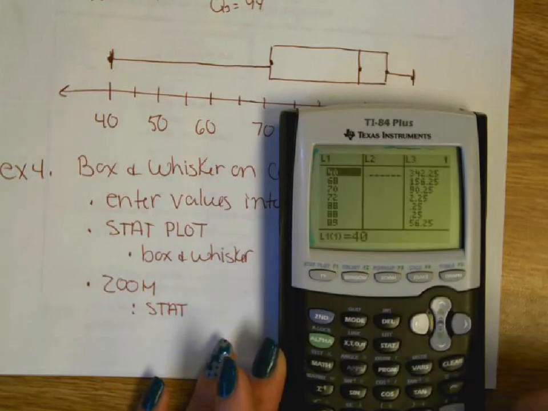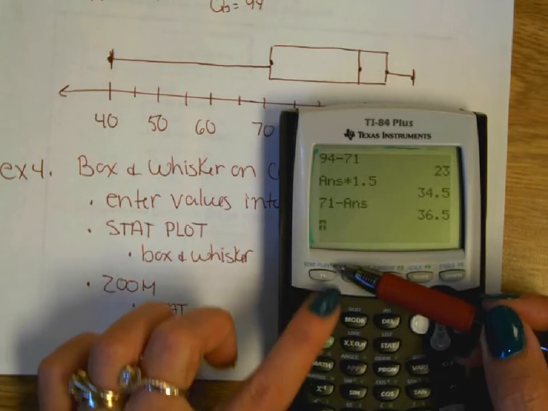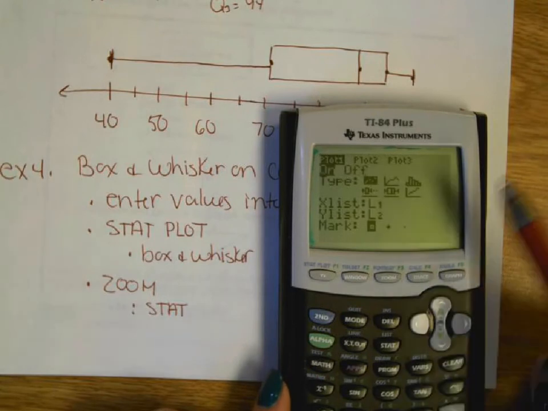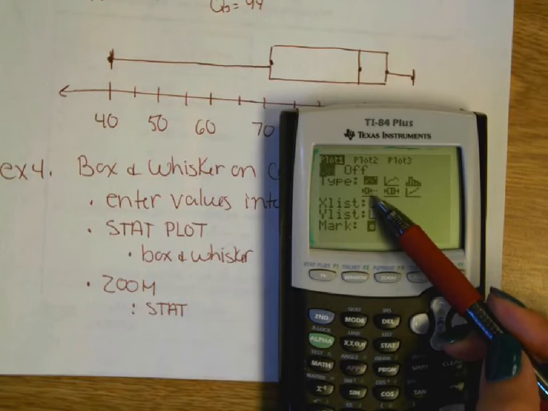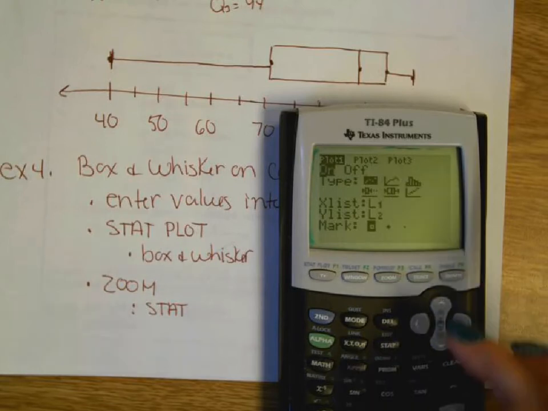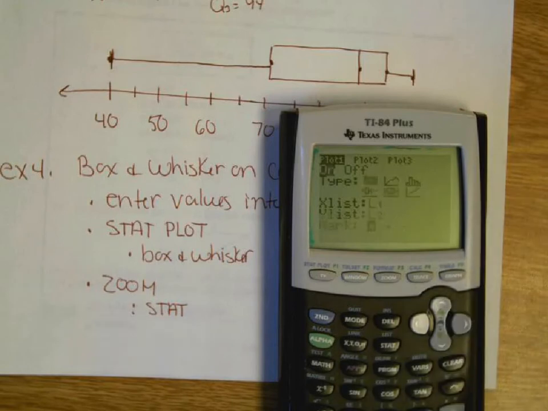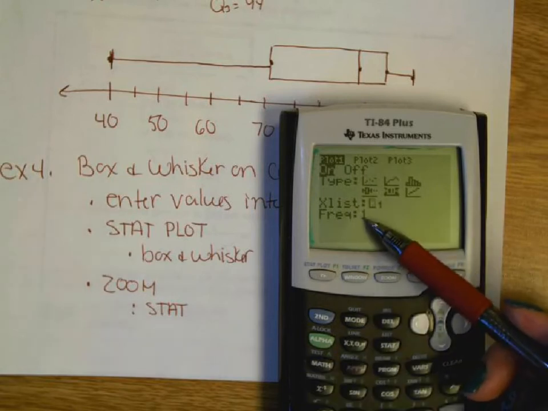My test scores are there in list 1, so I'm going to quit. Stat plot, remember, is above the y equals. Number 1, I'm going to turn it on. I can see the box and whisker here. Well, there's 2 box and whiskers. This one will show you outliers. This one includes the outliers as part of the data set and doesn't separate them. So it doesn't matter which one I pick because they're going to look the same because I didn't have an outlier. List 1. Frequency is going to stay 1.